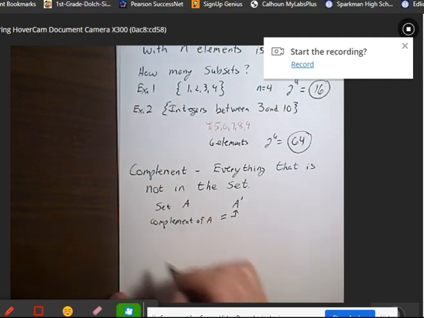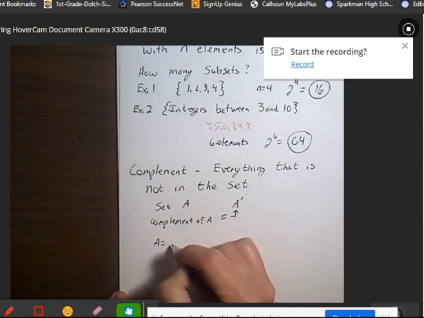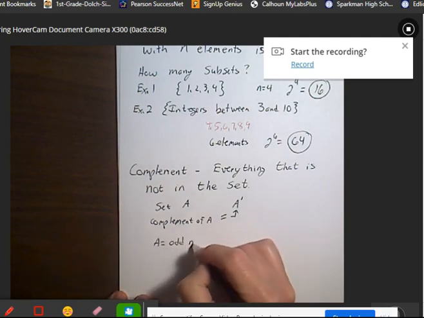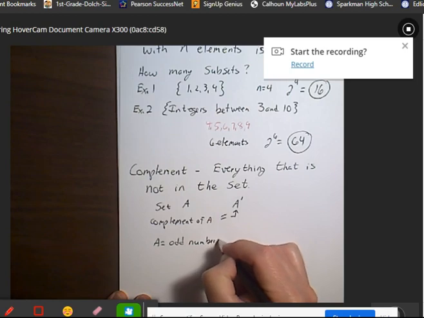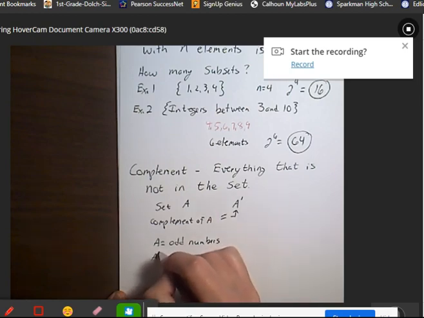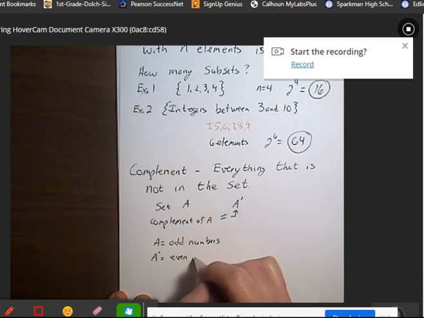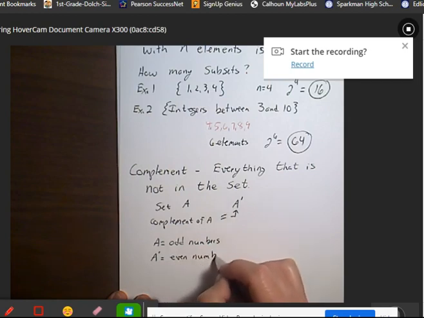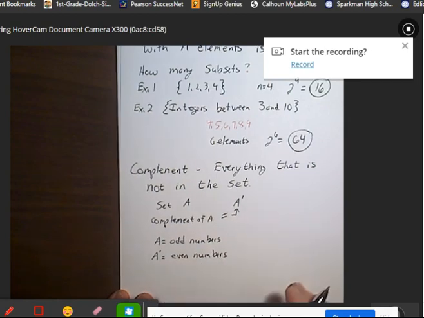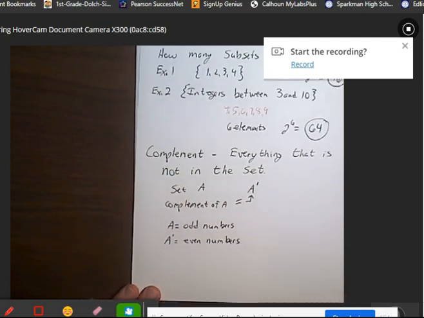Okay, so easiest way I can think of is that if A is equal to the odd numbers, then the complement of A would be all the even numbers. Or you could go vice versa. If A was even numbers, then the complement of A would be the odd numbers. So they go back and forth on those two.